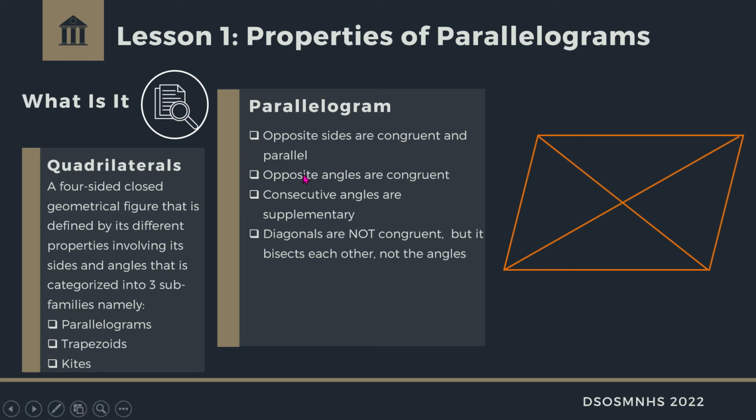Okay. The second property is opposite angles are congruent. So, the angle on the lower left is congruent with the angle on the upper right, while the angle on the upper left is congruent with the angle on the lower right. Consecutive angles are supplementary. Sa consecutive sa Bisaya pa, nagsunod. Consecutive angles. So, consecutive is different with opposite, no? So, consecutive angles are supplementary.